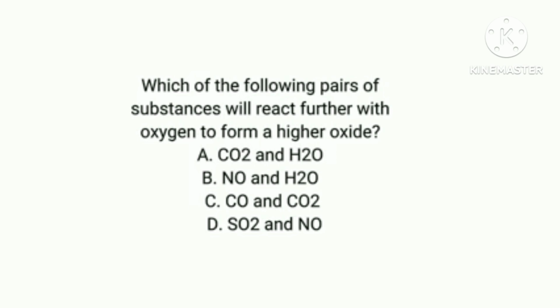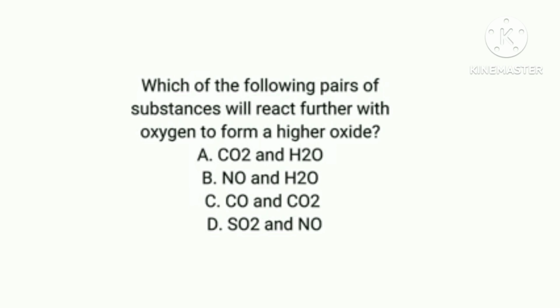So carbon 2 oxide in essence will react further with oxygen to form a higher oxide. So carbon 4 oxide is out, carbon 2 oxide is in. Okay, let's look at water, H2O. Although we have a higher oxide, which is called a peroxide, hydrogen peroxide, H2O2, it is not formed by the addition of oxygen to water. Water will not react with oxygen to give us that compound. So H2O, which is water, is out of this. It will not react further with oxygen to give us a higher oxide.